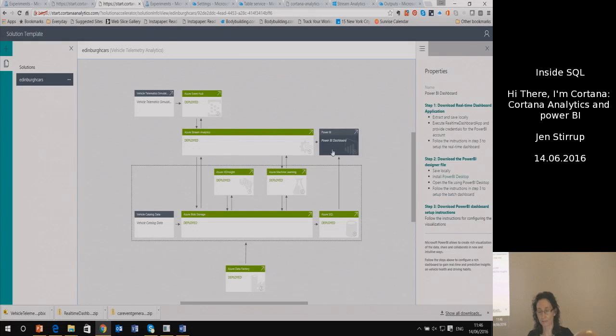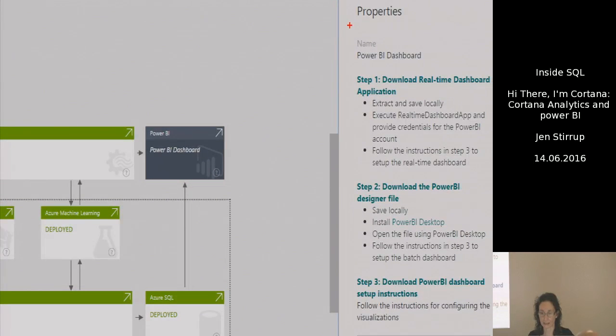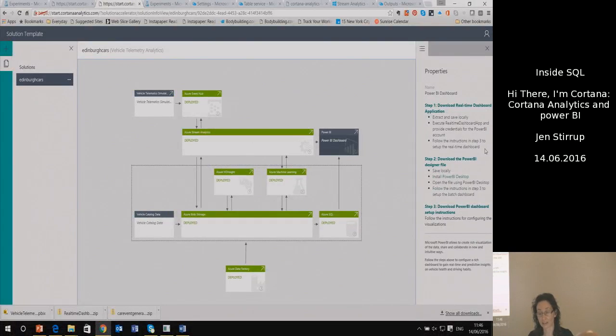So when we click on the Power BI dashboard element of Cortana, we see that there are a number of properties at the right-hand side. Now it's not very intuitive, but actually if you click on any of these steps, that will give you the material that you need. It will give you a sample Power BI dashboard, and it will give you a local file as well, and it will give you the setup instructions.